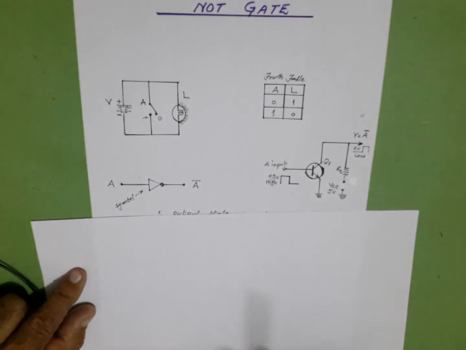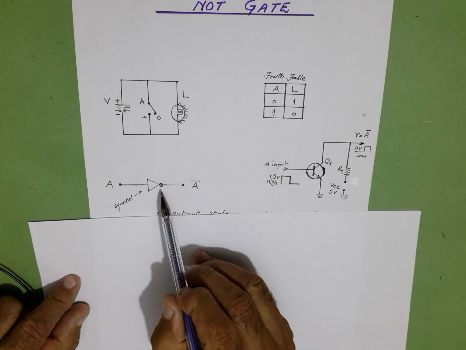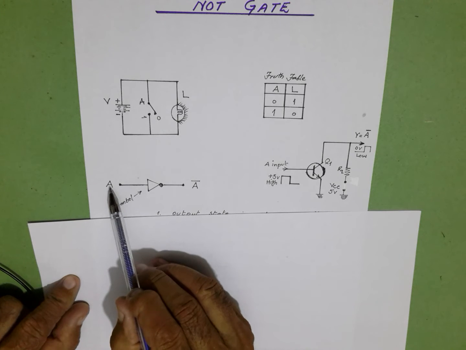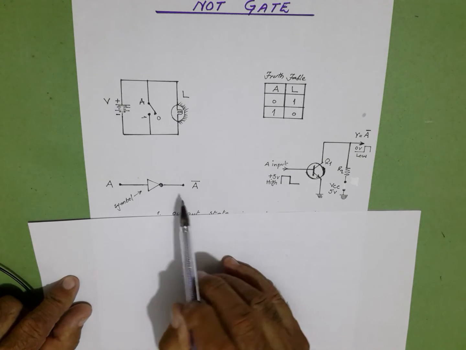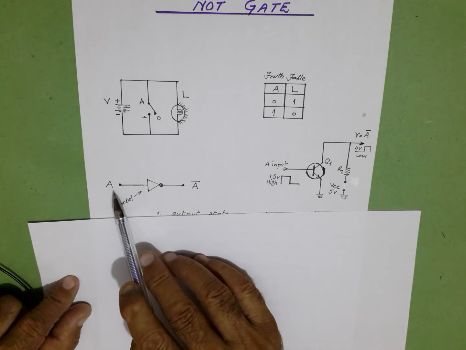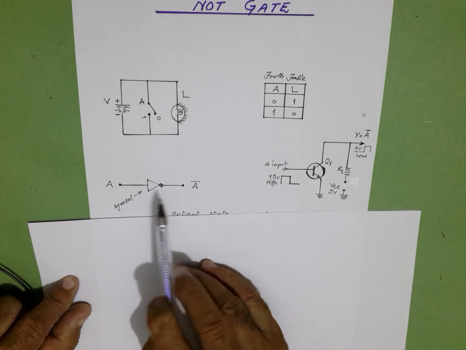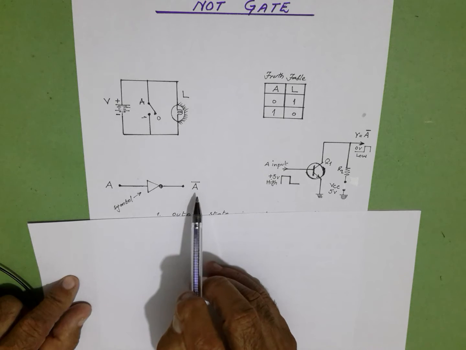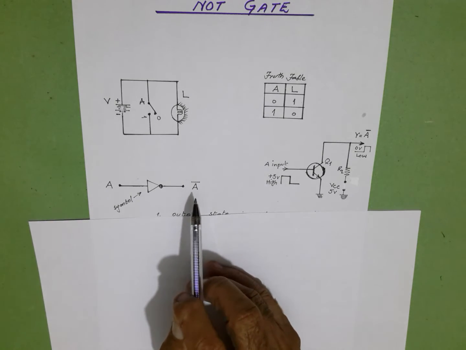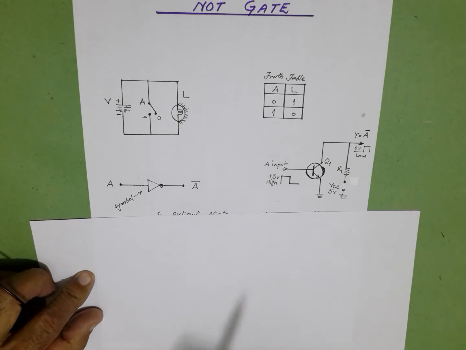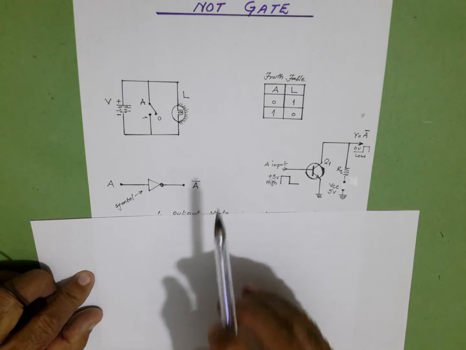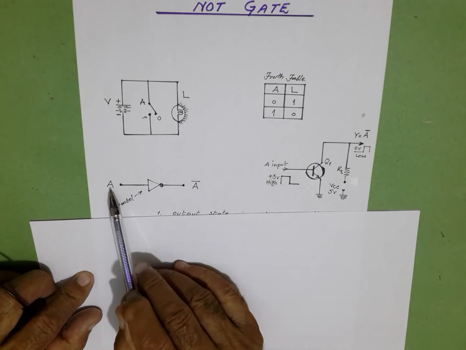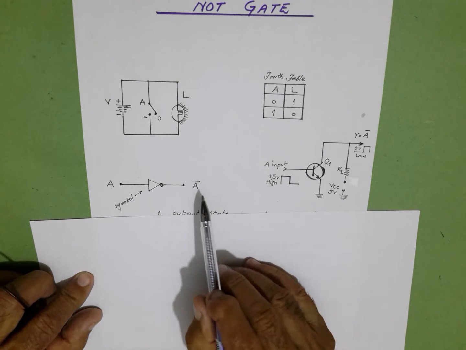The symbol is an amplifier with an inverted bubble. The input is A, the output is A bar, or we'll read it as not A. We will read this as not A and not as A bar. The input A is complemented in the output, and we will read this as A is the input, not A is the output.